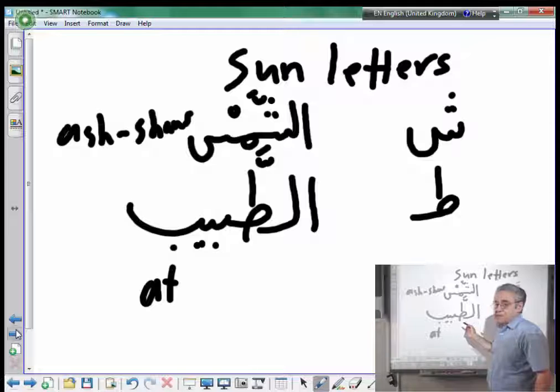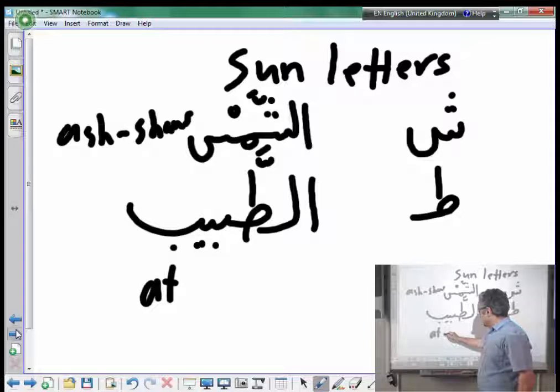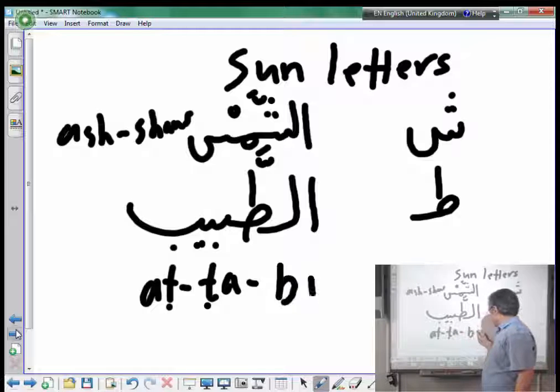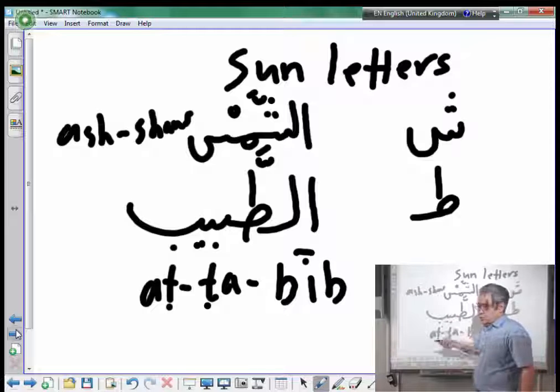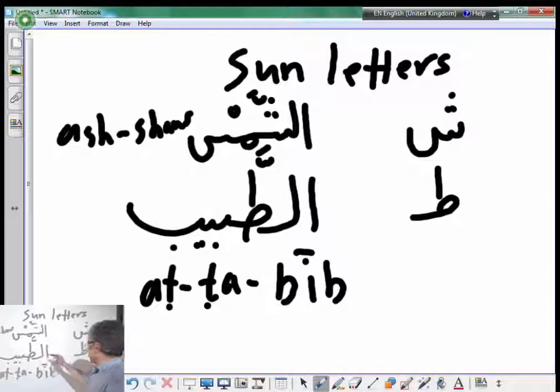So I can say al-tabib, but it is exhausting. It is difficult for the tongue to move from lam to ta. So I will say at-tabib. At-tabib means the doctor or the medicine. Also sheen, ta. You can take most of the letters of the tongue except the qaf and kaf, which maybe we will study in the next session.